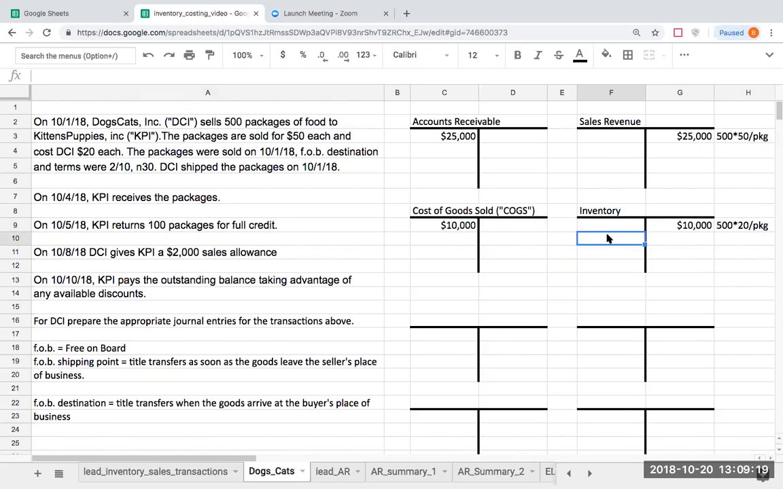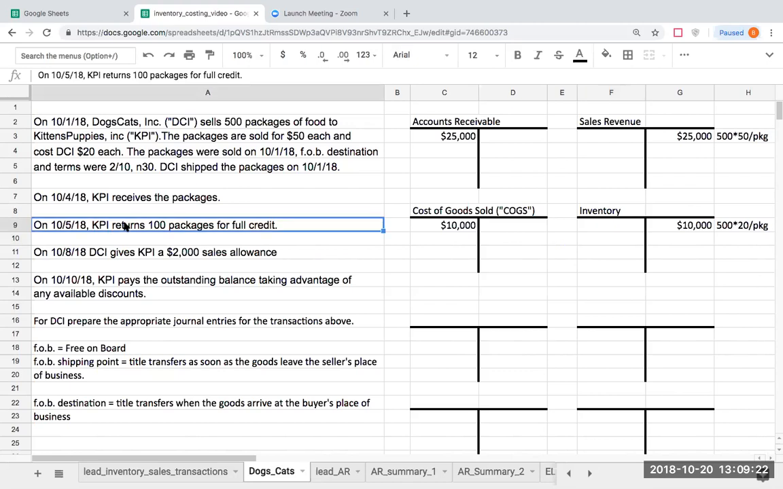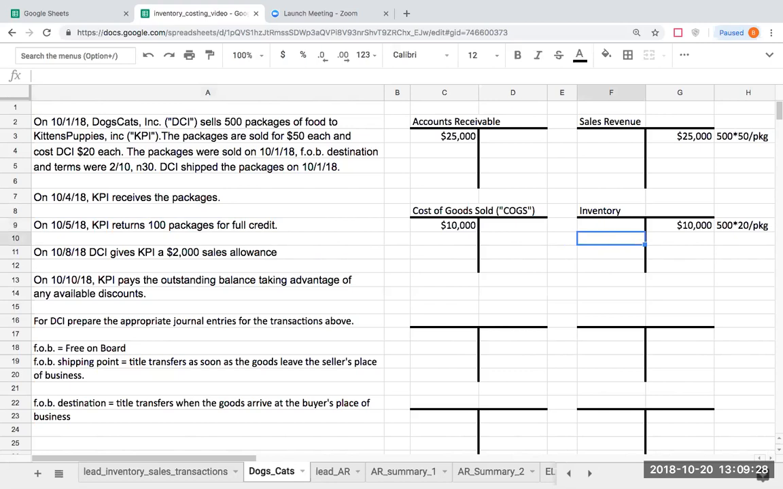And how much am I getting back? Well, on October 5th, it was 100 packages. So the cost of that inventory to me was right here, or 100 times 20. And this is on October 5th. So that sounds right. So 100 packages times 20. Oh, there we go. So 100 packages at $20 each are being returned. And so this is where I'm getting this part from here.